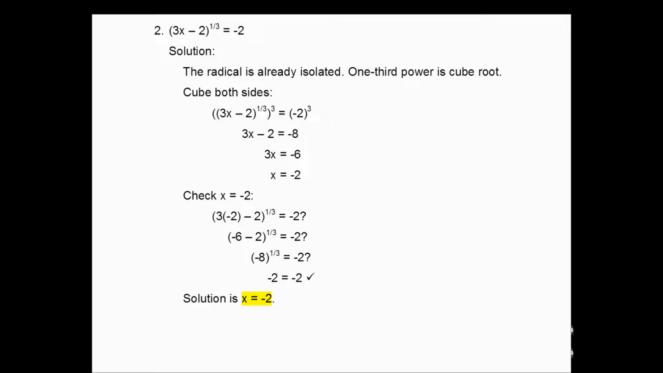Typically, you don't have to check the odd roots. It's really just the even roots that you have to check. There's actually a reason why you can avoid checking the odd roots, and you must check the even roots.